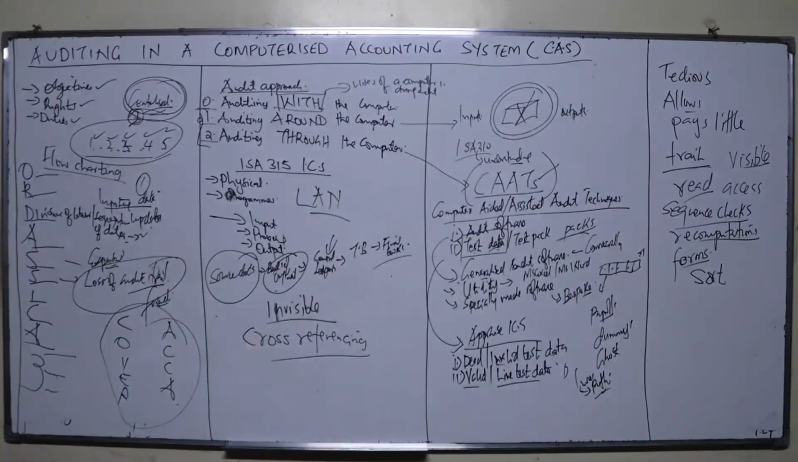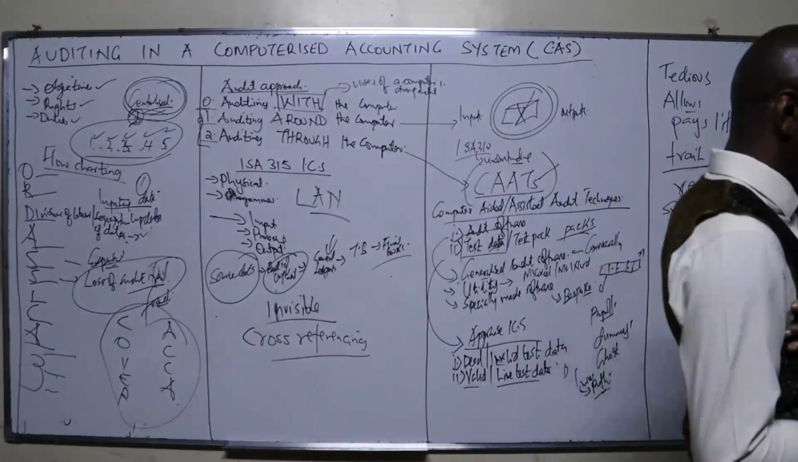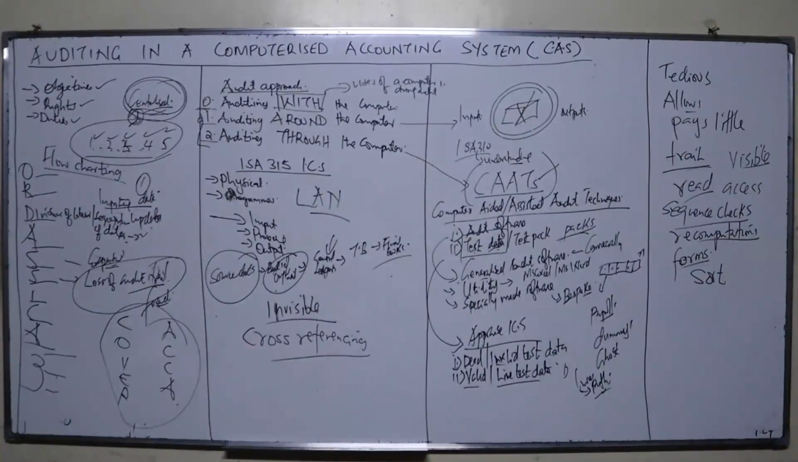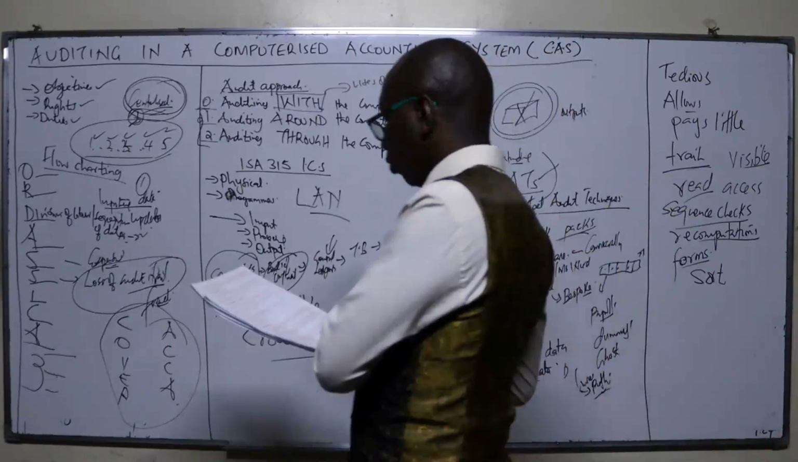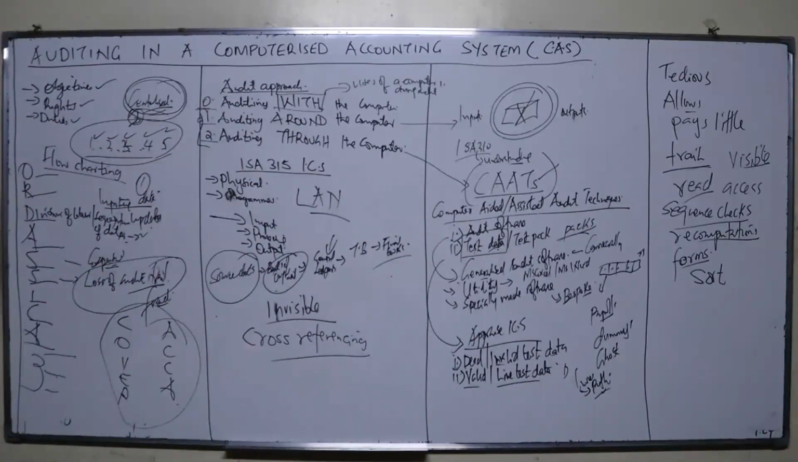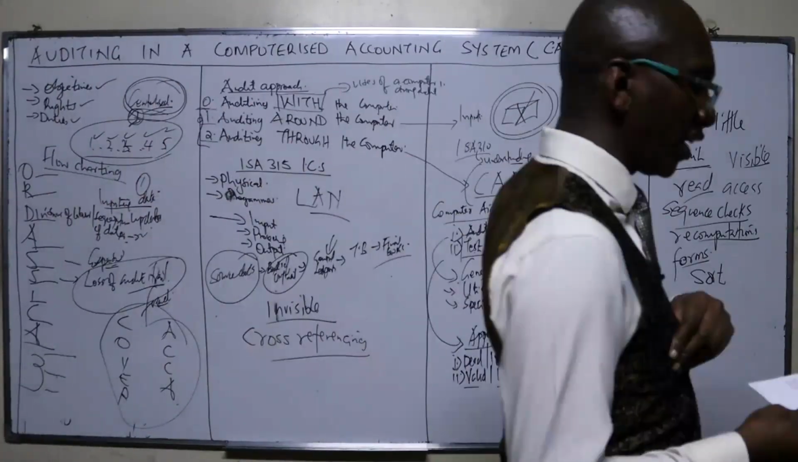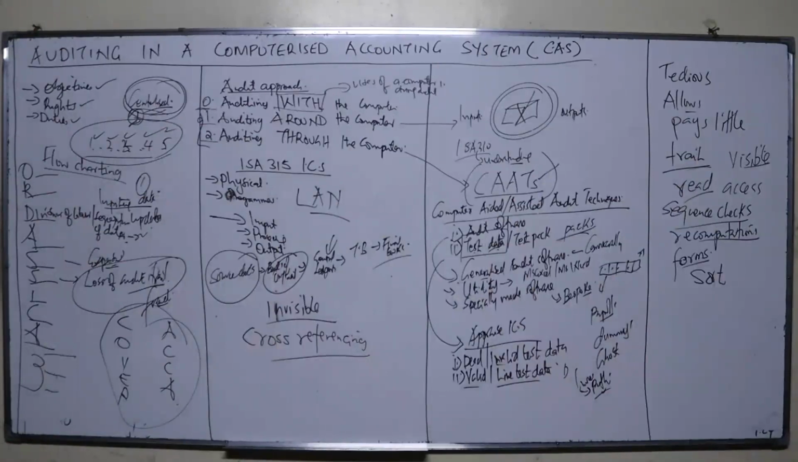The auditor can capture the name and salary of a fictitious employee, which he knows very well will be rejected. Full stop.